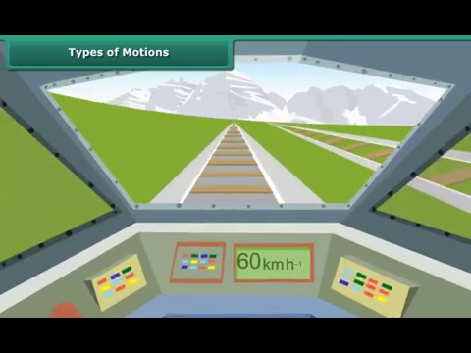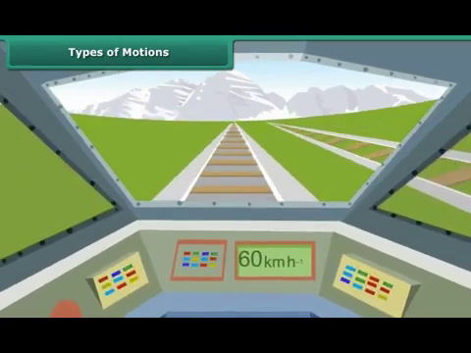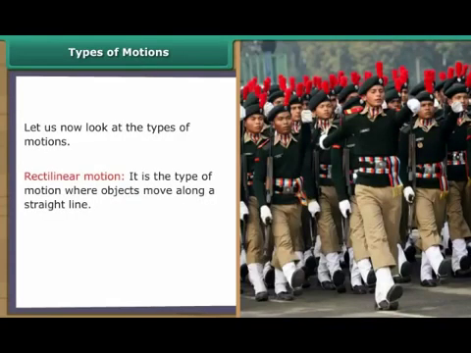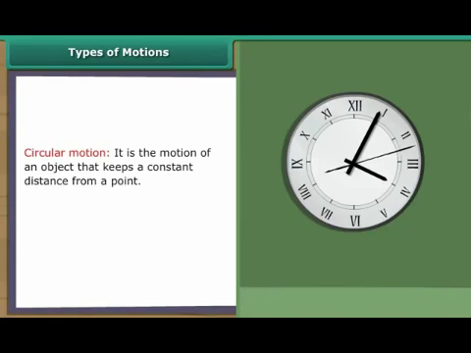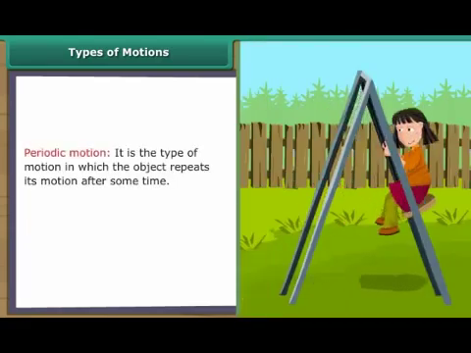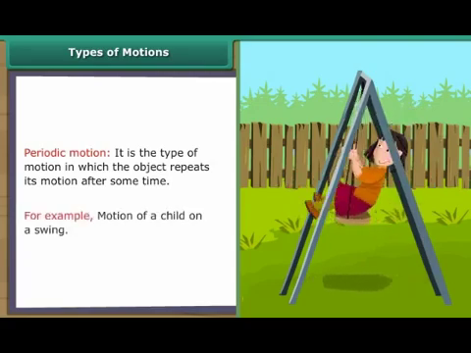Types of motions. As you know, motion is the change in position of an object with time. The change in its position can be determined through distance measurements. Let us look at the types of motions. Rectilinear motion is the type of motion in which objects move along a straight line. For example, the march past of soldiers in a parade. Circular motion is the motion of an object that keeps a constant distance from a point. For example, hands of a clock. Periodic motion is the type of motion in which the object repeats its motion after some time. For example, motion of a child on a swing.